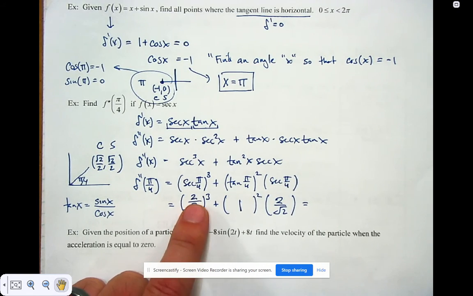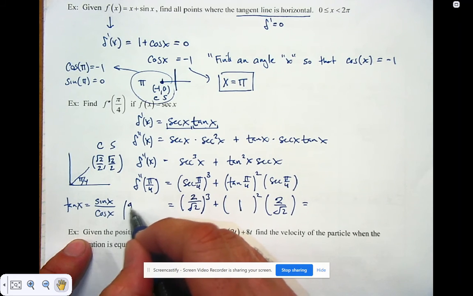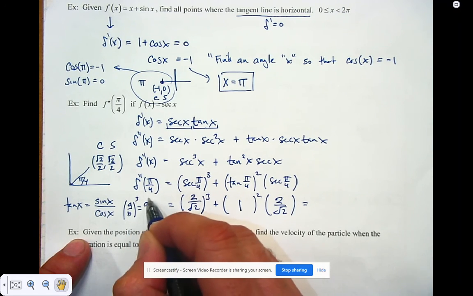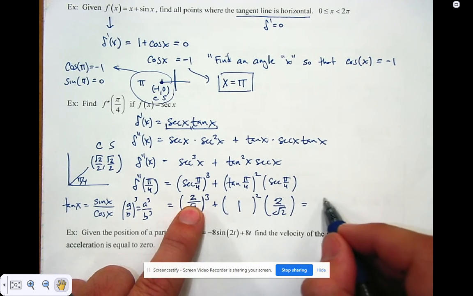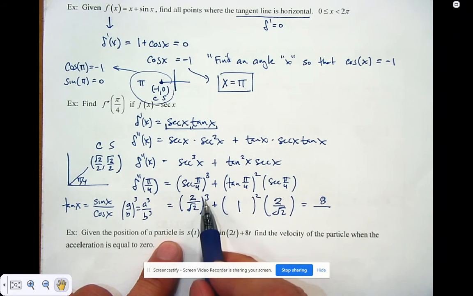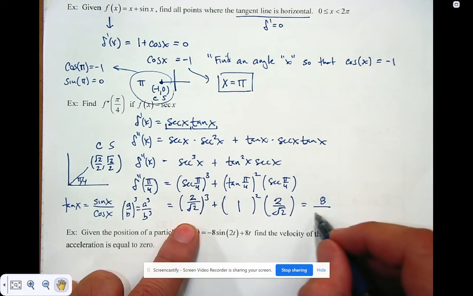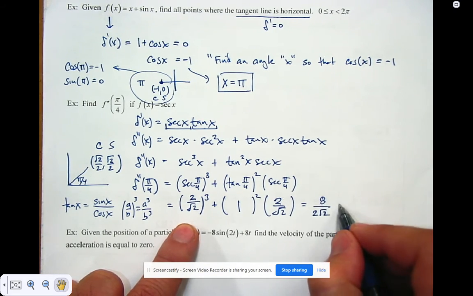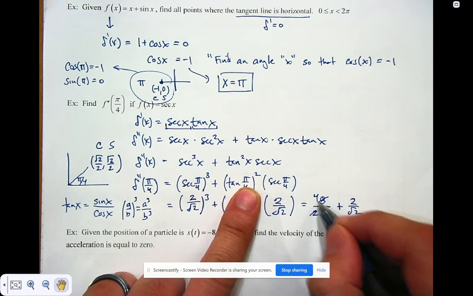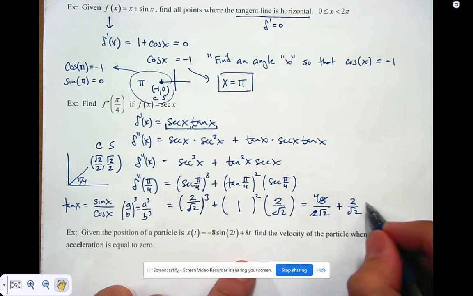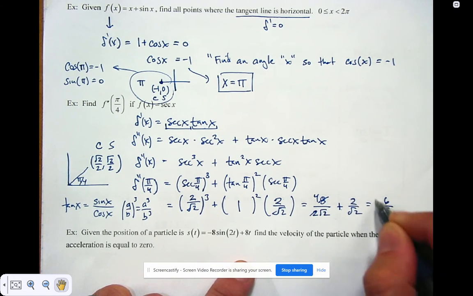So our answer is going to be this guy cubed. So this isn't calc. Don't get mad at me. Remember that a over b cubed, you cube the top thing and you cube the bottom thing, right? And so right here, 2 cubed would be 8. And root 2 cubed is root 2 times root 2, which is 2, times another root 2. So it's 2 root 2. Plus 1, you can just ignore, and I have 2 over root 2. Luckily, this reduces to 4, right? And now I have a common denominator, for a final answer of 4 over root 2 plus 2 over root 2 is 6 over root 2.